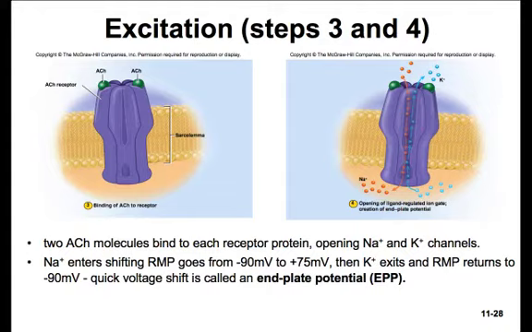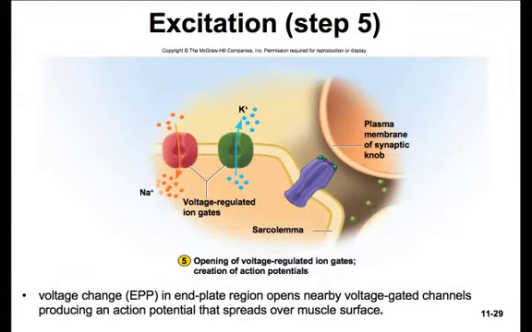So the end plate potential then causes nearby voltage-gated channels to open, and this spreads the signal across the muscle surface. So the signal's now been propagated from the synapse here along the membrane to different regions of the muscle. This will continue as the signal spreads across the muscle membrane.